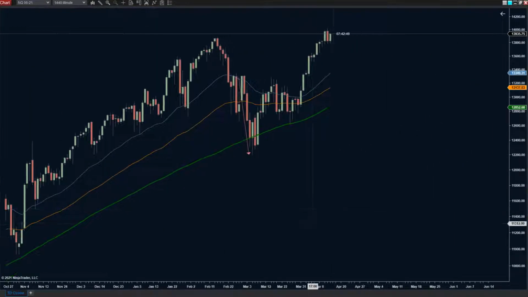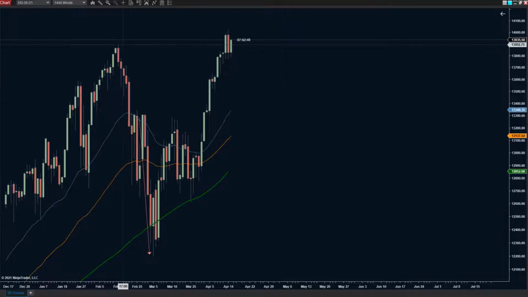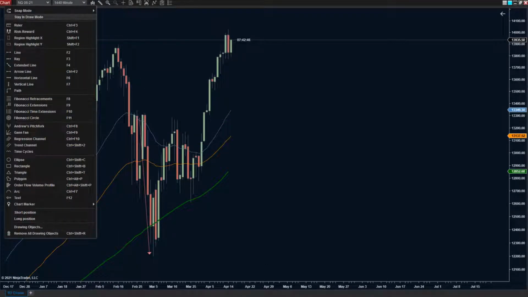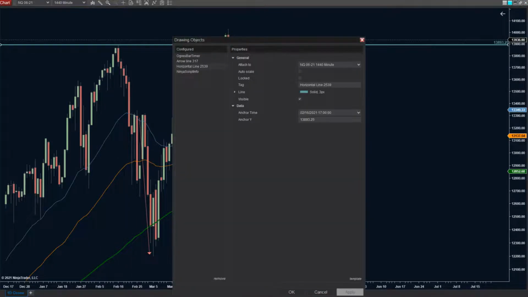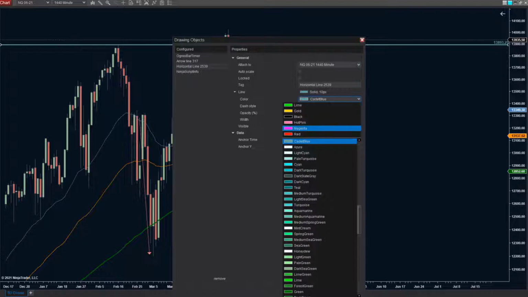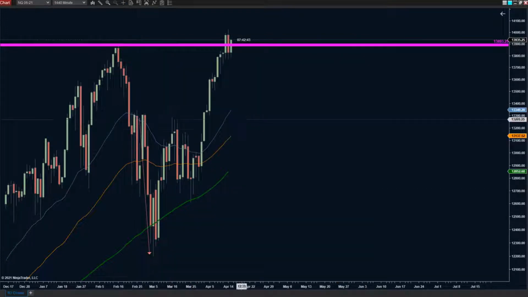If we look at the bigger picture on the daily, we do have a pullback, looking at the previous all-time highs. Make sure this has the right snap mode. Make that a size 10. Must have accidentally deleted it. There we go. Kind of hard to miss.